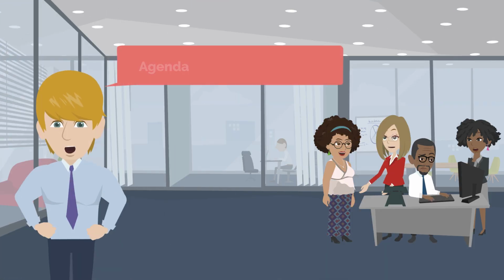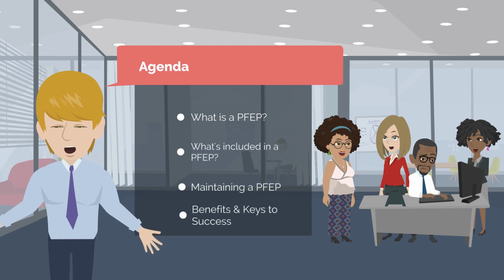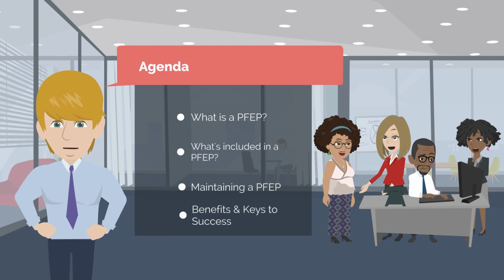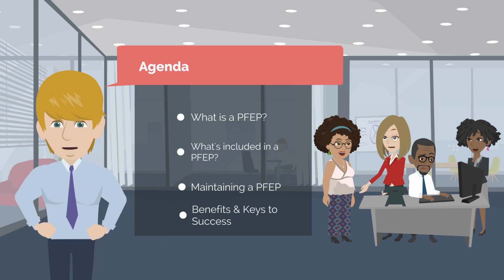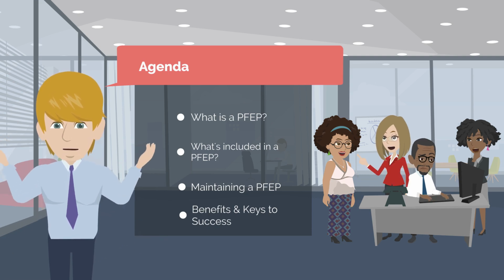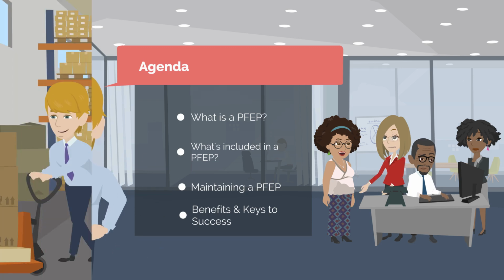Today, we're going to talk about creating a PFEP, a plan for every part. First, we'll define a PFEP and its characteristics. Next, we'll talk about what information you should include in a PFEP. Then we'll talk about maintaining the integrity of the PFEP. And finally, we'll discuss benefits and keys to success.